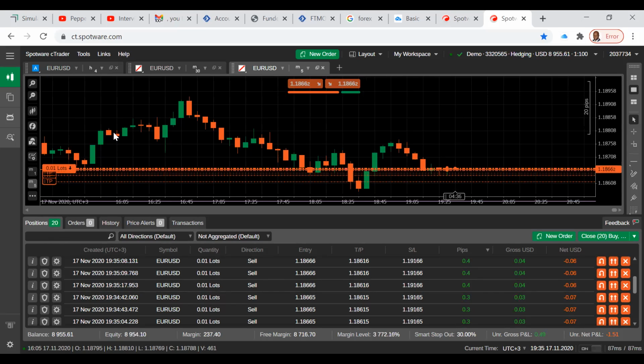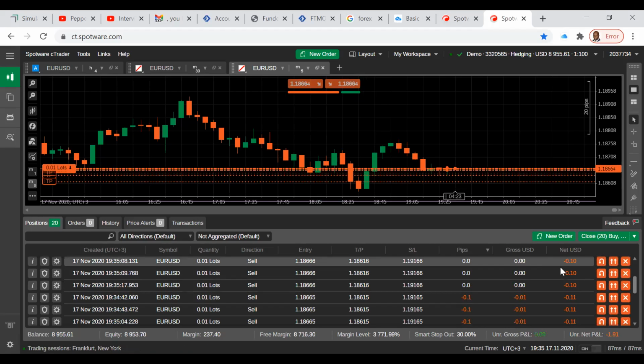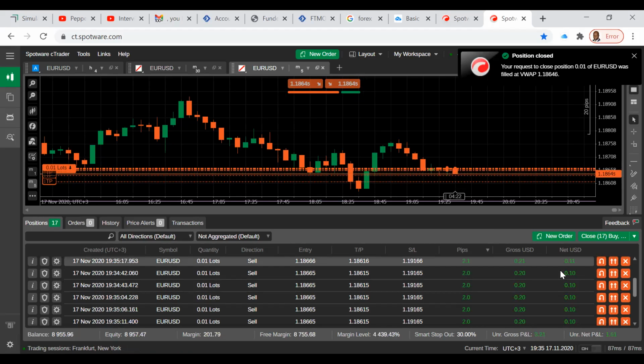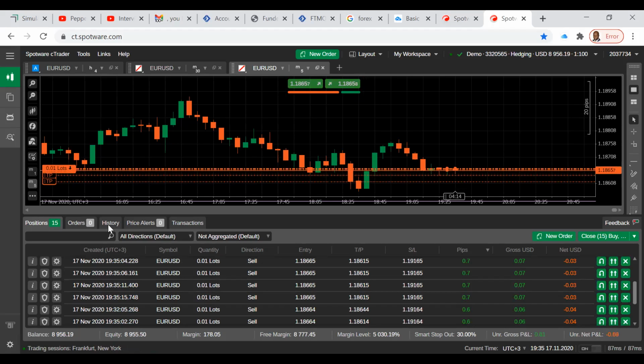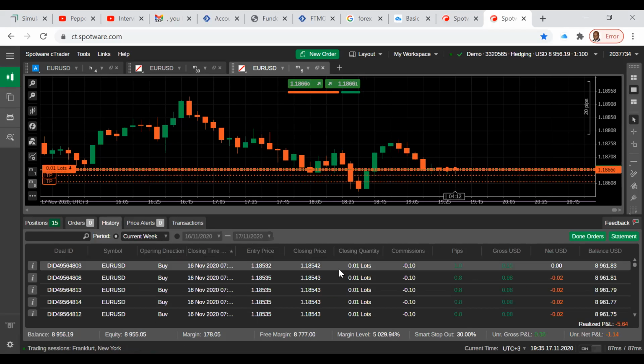You have 10 trades, 5 pips. You have 10 trades, 2 pips. When they take profit, hopefully I'll leave it running for a while, your profits will be clean. They'll be clean 2.0 pips, 2.0 pips, and so on. In fact, I think some are already taking profit right now as we speak.